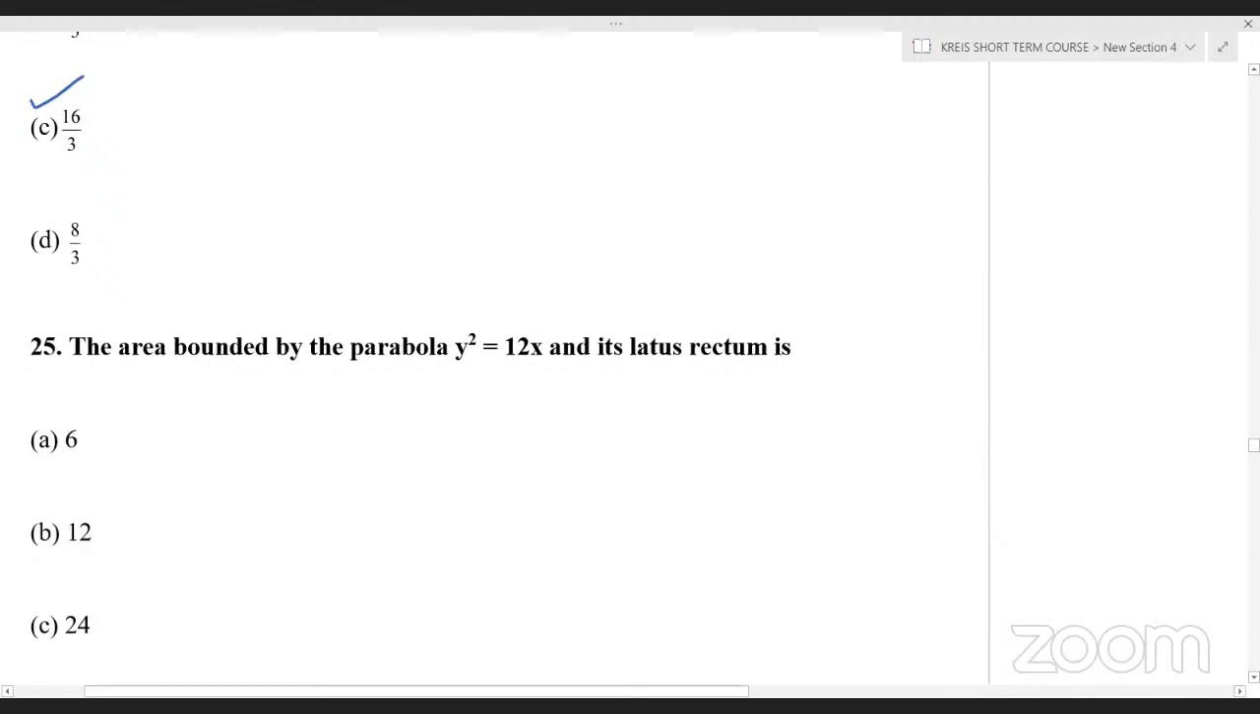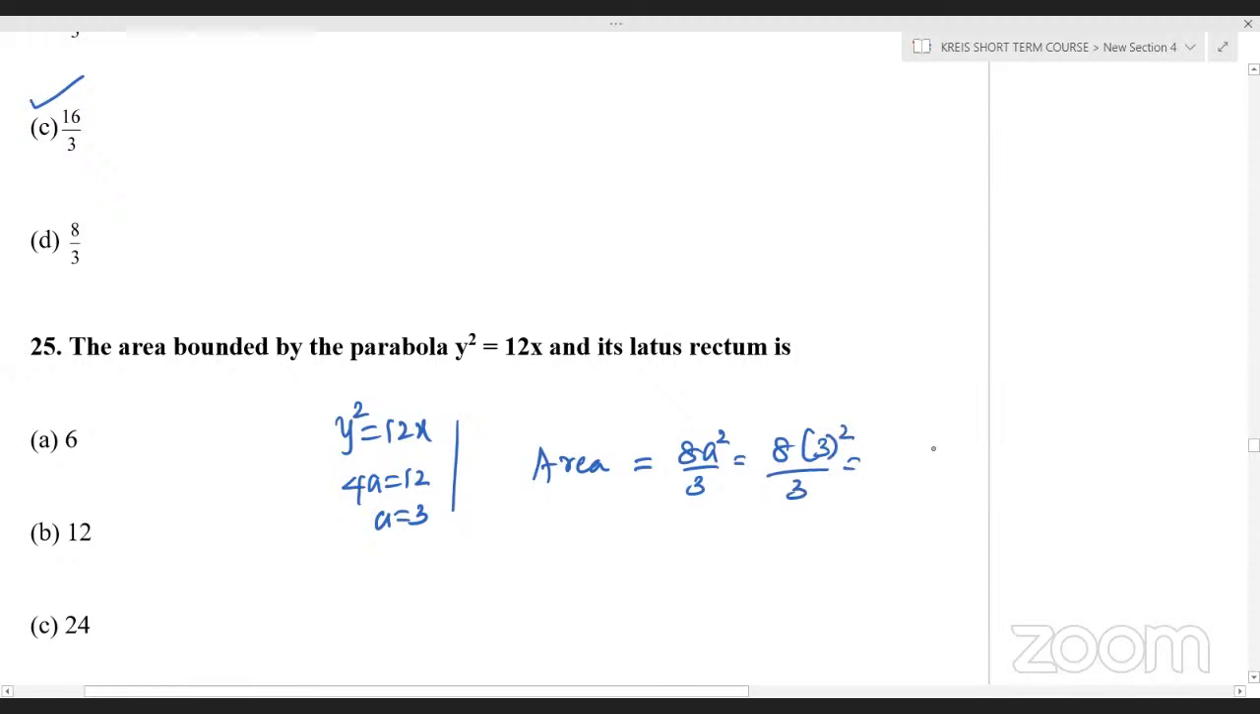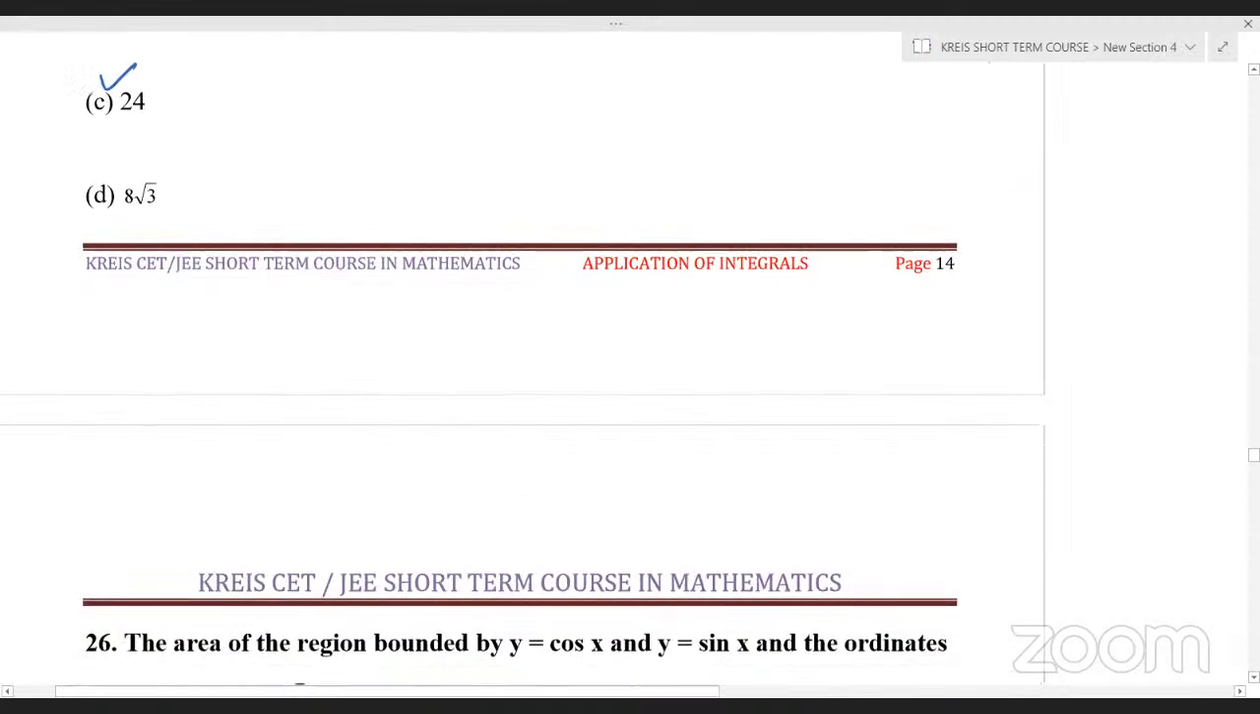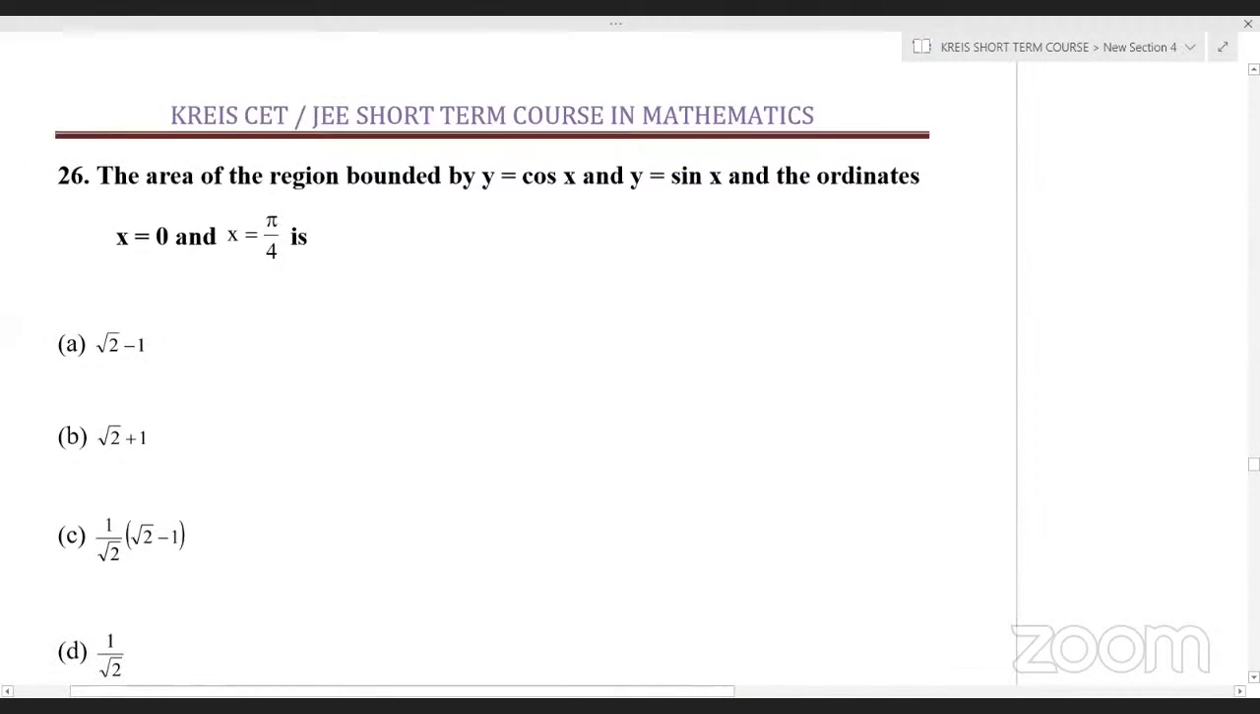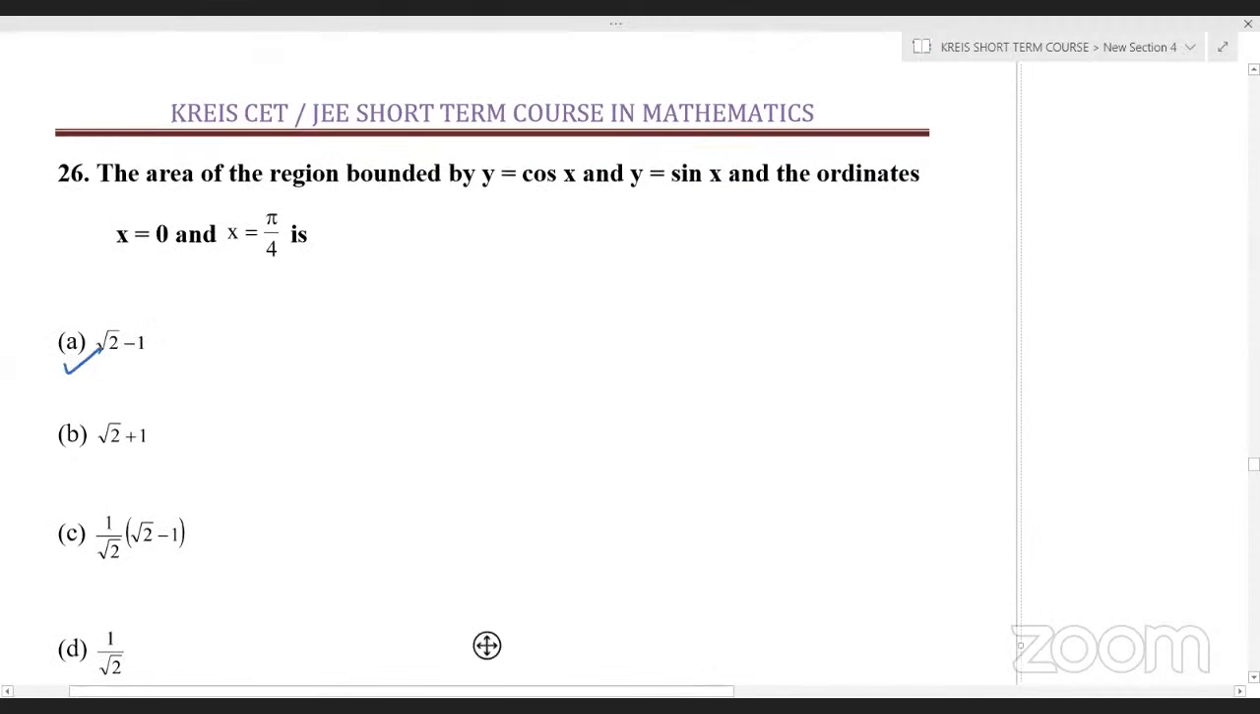Next, 25th question. The area bounded by the parabola y squared is equal to 12x and latus rectum. So 4a is equal to 12, a is equal to 3. Just now we have derived the formula. Area is given by 8a square divided by 3. It is 8 into a, which is 3 square, divided by 3. So it is going to be 24 square units. So that is option C. Again, I think this is a repeated question. So option A is going to be the right choice.